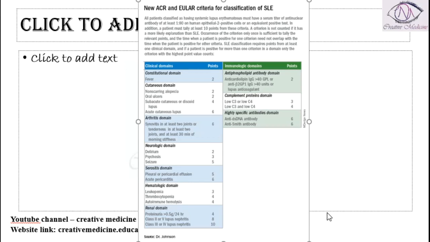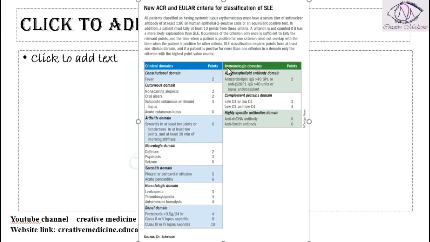In the renal domain, if the patient has proteinuria of more than 0.5 gram per 24 hours, 4 points are given. If the patient has class 2 or class 5 lupus nephritis, then 8 points are given. If the patient has class 3 or class 4 lupus nephritis, 10 points are given. These are the clinical domains. So the clinical domains contain constitutional symptoms, cutaneous domain, arthritis domain, neurological domain, serositis, hematological domain, and renal domain.